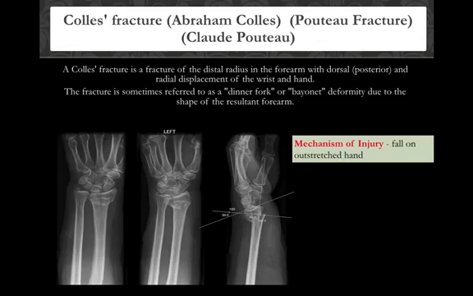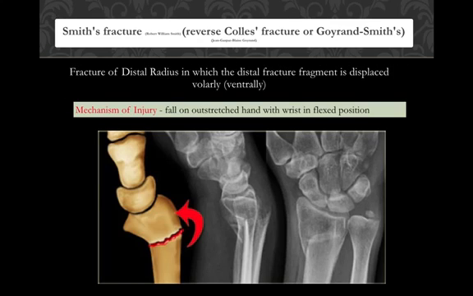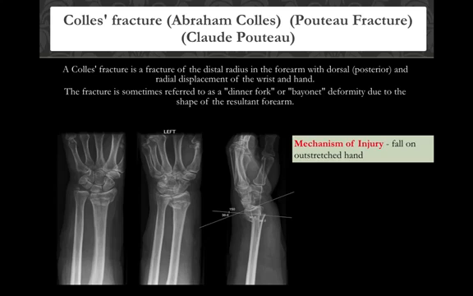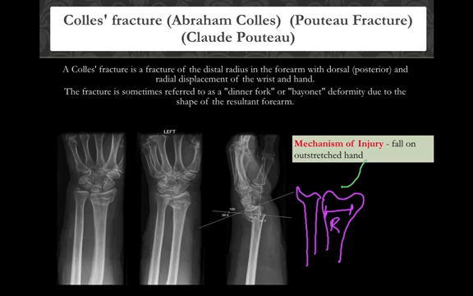Colles and Smith, they are opposite of each other. Before I talk to you about this, what I want to tell you, when I look at the AP view of the wrist, that's how it looks. In the AP view of the wrist, the bigger bone is the radius. On the radius, we have a boat-like bone, that is the scaphoid, and just on the medial aspect of it, we have the lunate. That's how the AP view of the wrist looks.